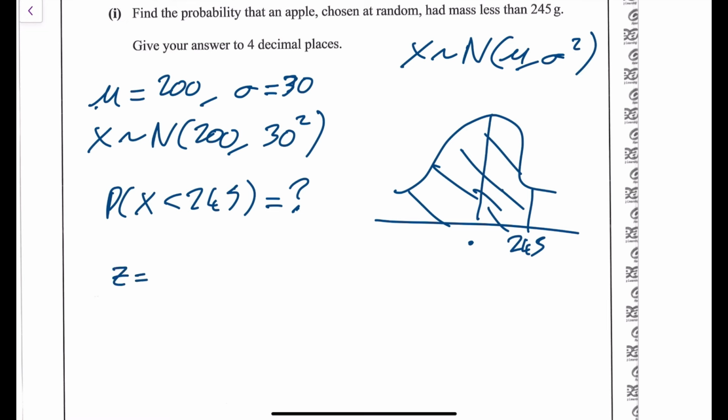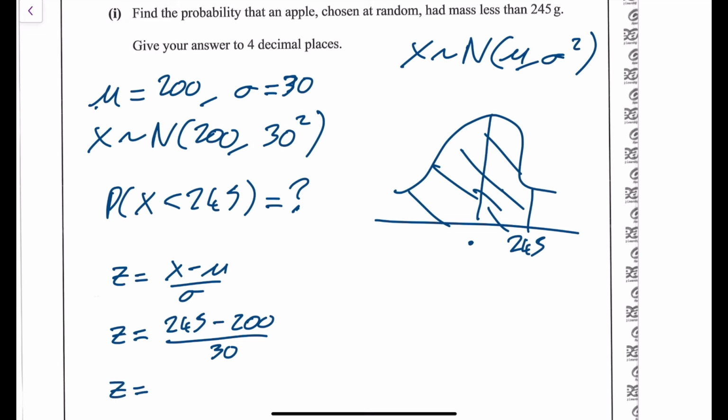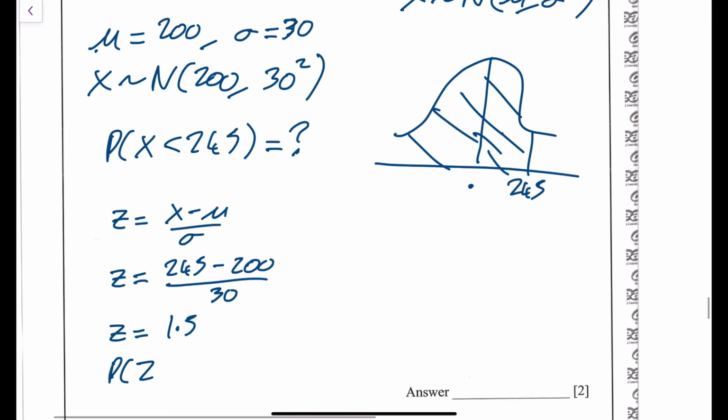So then Z equals X minus mu over sigma. We've got to use this formula to convert my real life X value into standardized normal Z values. So my X was 245, my mu, my mean, was 200, my standard deviation, the sigma, was 30. So that's going to be 45 divided by 30, which is 1.5. So what we really want is a probability that Z is less than 1.5.